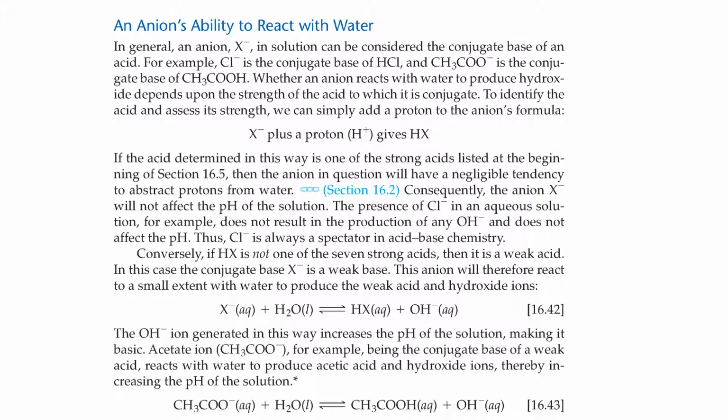Conversely, if HX is not one of the 7 strong acids, then it is a weak acid. In this case, the conjugate base, X⁻, is a weak base. This anion will therefore react to a small extent with water to produce the weak acid and hydroxide ions. The hydroxide ion generated in this way increases the pH of the solution, making it basic. Acetate ion, for example, being the conjugate base of a weak acid, reacts with water to produce acetic acid and hydroxide ions, therefore increasing the pH of the solution.